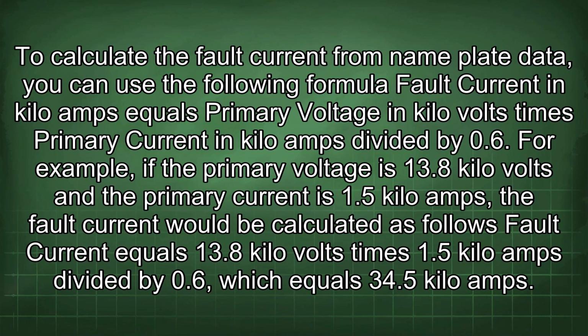To calculate the fault current from nameplate data, you can use the following formula: fault current in kiloamps equals primary voltage in kilovolts times primary current in kiloamps divided by 0.6. For example, if the primary voltage is 13.8 kilovolts and the primary current is 1.5 kiloamps, the fault current would be calculated as follows: fault current equals 13.8 kilovolts times 1.5 kiloamps divided by 0.6, which equals 34.5 kiloamps.